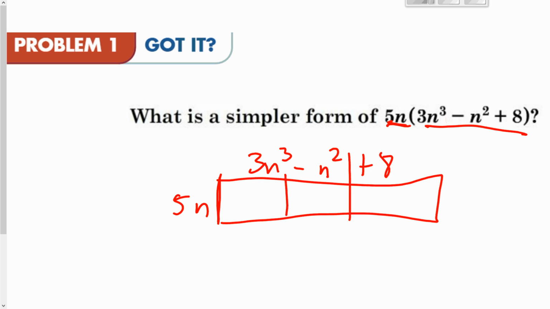So I have a 3 by 1. 3 times 5 is 15. N cubed and n is n to the 4th. Negative times a positive is a negative 5. And then n times n squared is n cubed. And then 8 times 5 is 40. And then I have that n, so it has to go in there. So this is my final product.